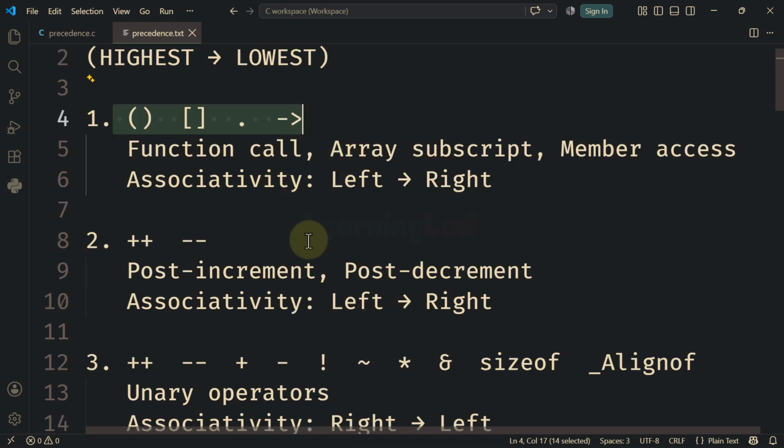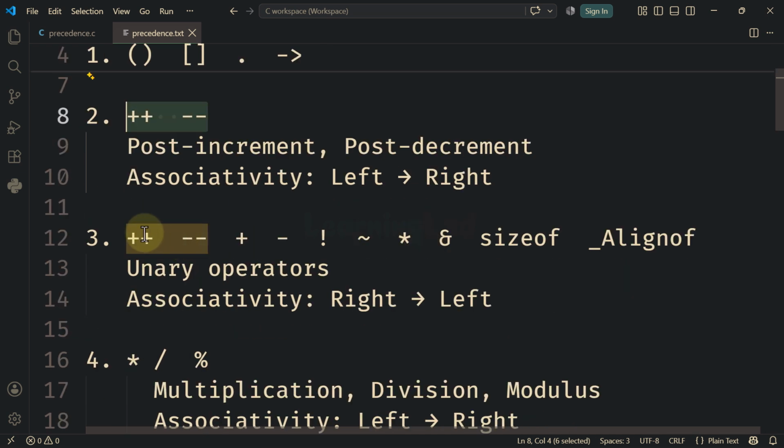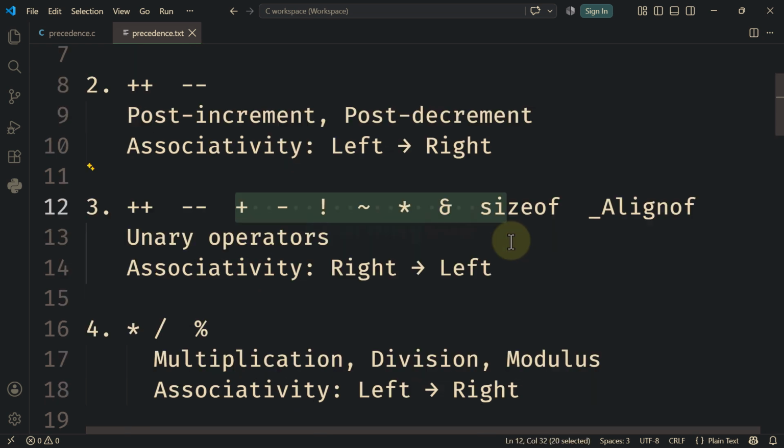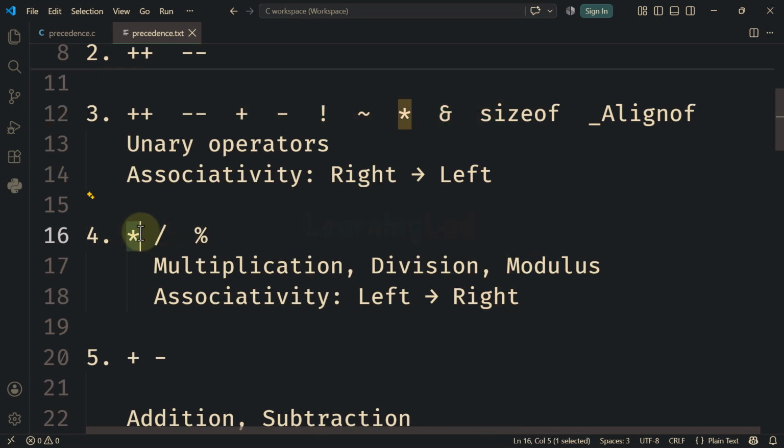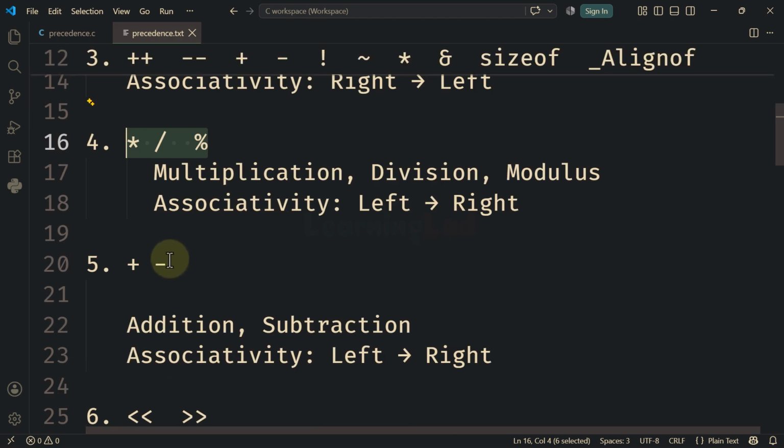After that, we have the post increment and post decrement operators. And after that, we have pre-decrement and pre-increment operators, and along with that, the unary operators. After that, we have multiplication, division and modulus operators. After that, we have addition and subtraction operators. So here we can see multiplication, division and modulus operators have higher priority than the addition and subtraction operators.